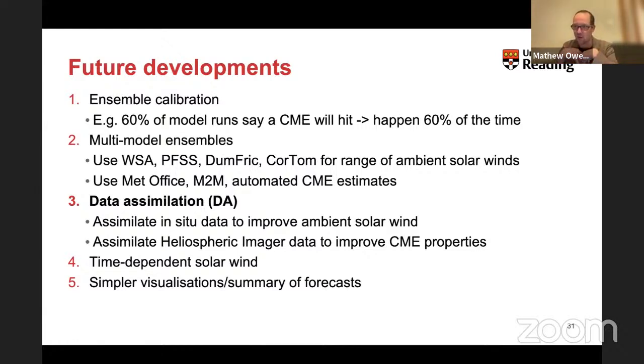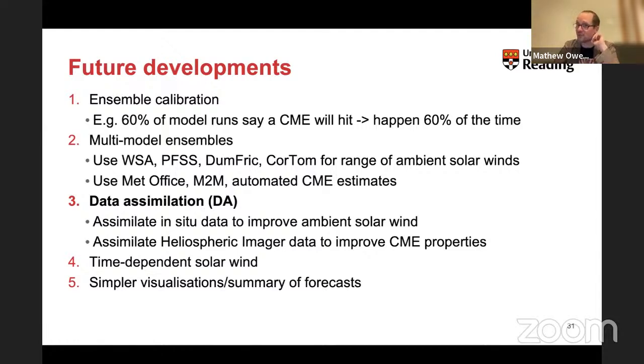That's a process called calibration. It requires you to do a huge amount of runs. So you tweak your perturbations until you get your number of ensemble members matching your forecast probability. It's very difficult to do with 3D MHD. It's quite easy to do with a cheap model like HUXt. So we're doing that at present.